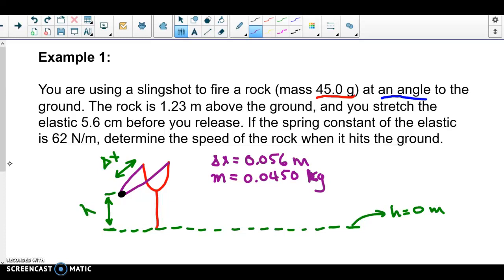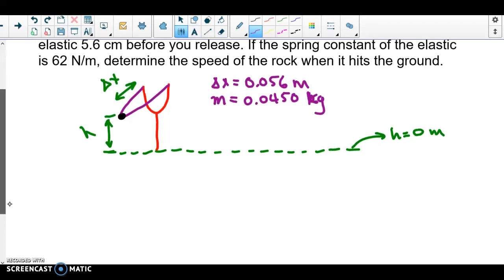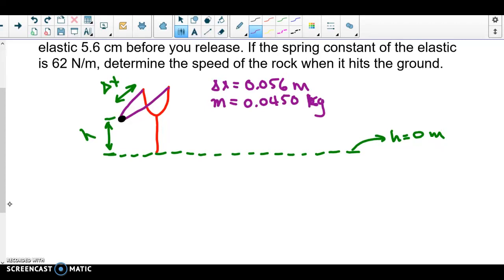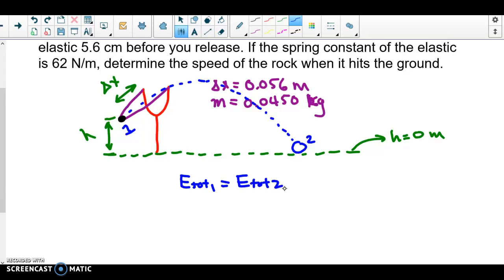Okay, so down here, I'm going to use the idea of conservation of energy. So I'm going to need to choose a couple different points in the motion of this rock. This is obviously going to be point 1, where I have a bunch of information. The rock is going to follow some trajectory, and just before it hits the ground, I'm interested in knowing the speed of the rock at that point in time, so I'm going to call that point 2. Conservation of energy tells me the total energy at point 1 is equal to the total energy at point 2.